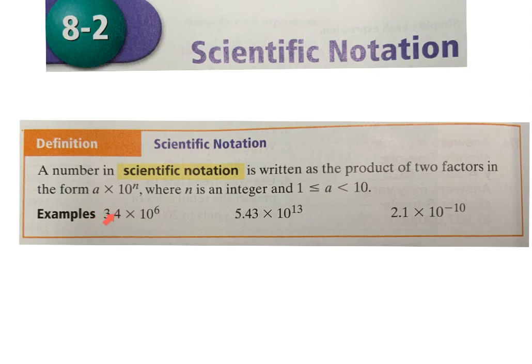This number must be between 1.0 and less than 10. And then you multiply it by 10 to some power. So all of these are examples of scientific notation. This can have as many decimals as you need. This can be positive or negative. You'll notice this guy is a negative number. If this is positive, it represents a large number, and if this is negative, it represents a very small number.